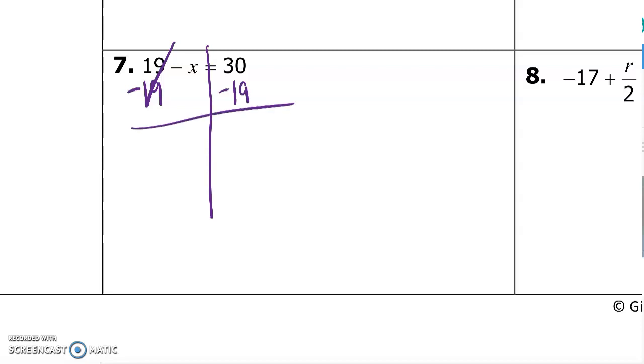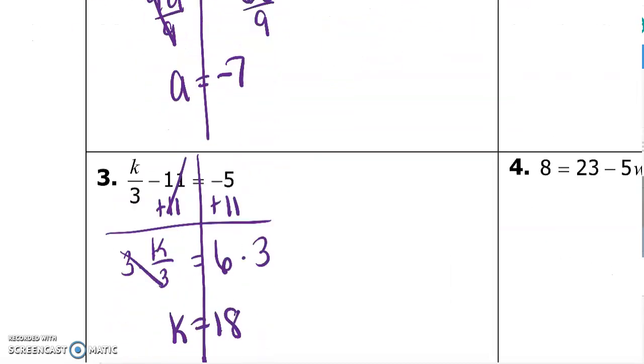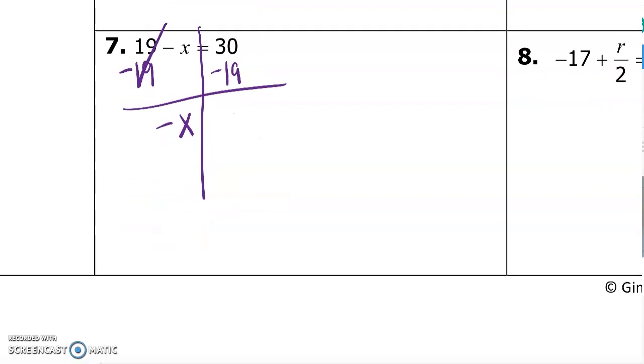The other thing you need to see is that's a minus sign that comes down with the x. That doesn't go away when you get rid of the 19. Usually we don't write anything in front of it because it's just a positive. Okay, but this one has to have a negative in front of it because that minus sign comes down.